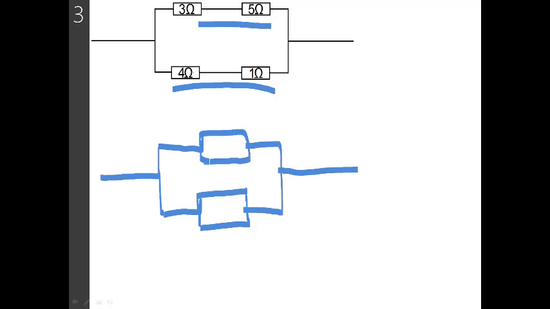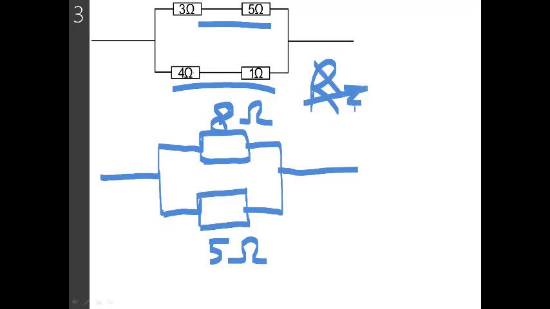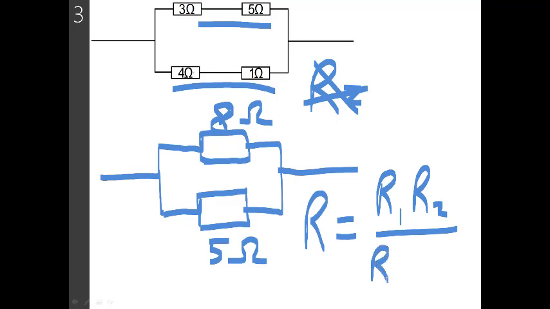So now when you combine 3 and 5, what do you get? Because they are in series, you get 8 ohms up, and then down when you combine you get 5 ohms. Therefore our R here, remember now they have become 2, is going to be product over sum. R is equal to R1 R2 over R1 plus R2. That means we are going to multiply 8 times 5 over 8 plus 5, which is going to be 40 over 13.